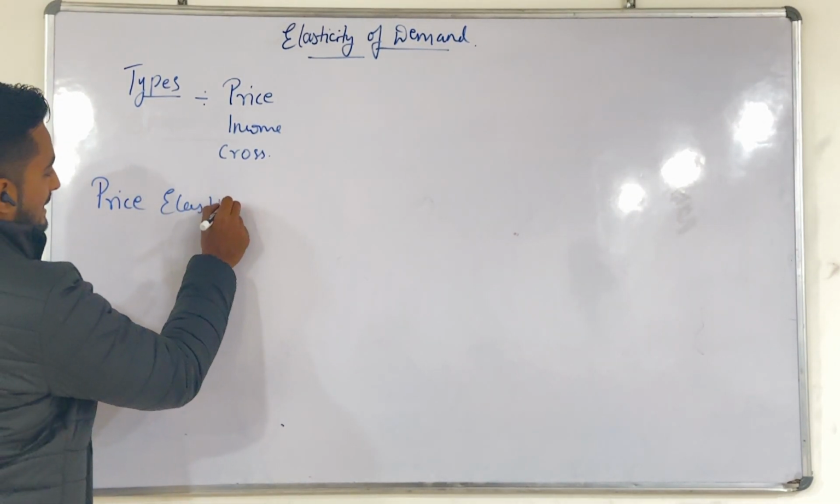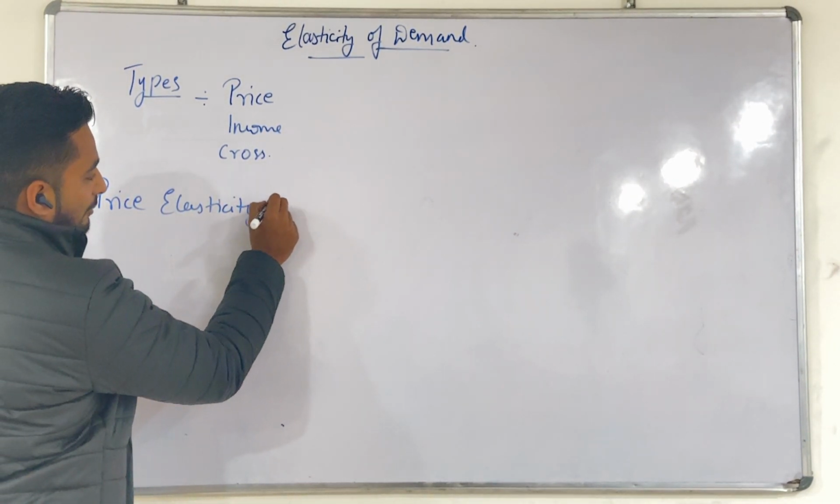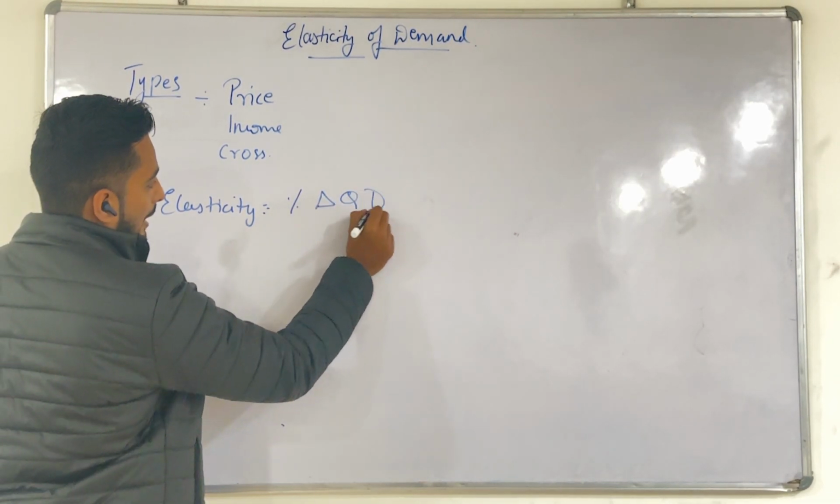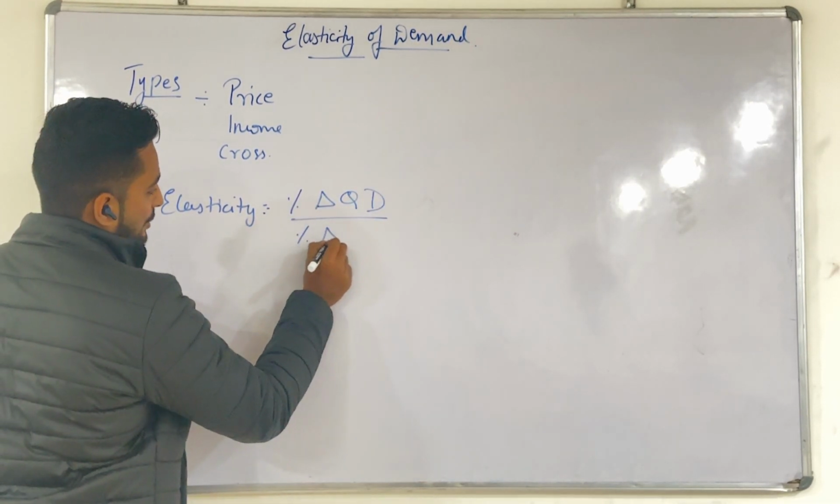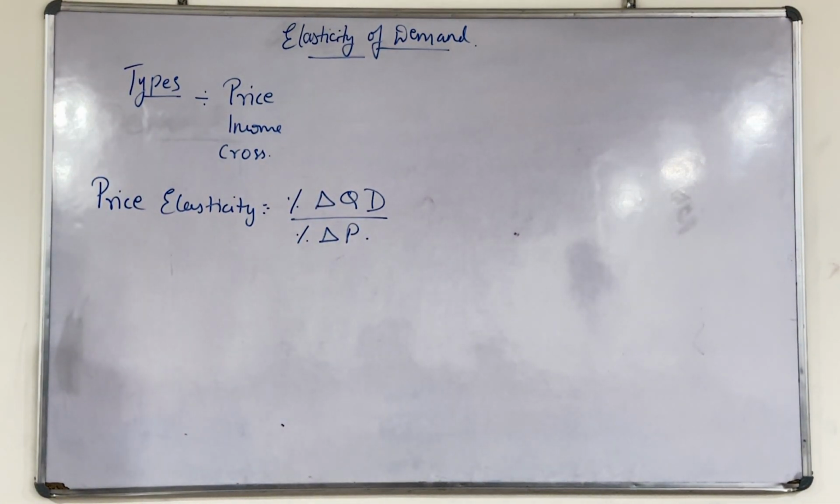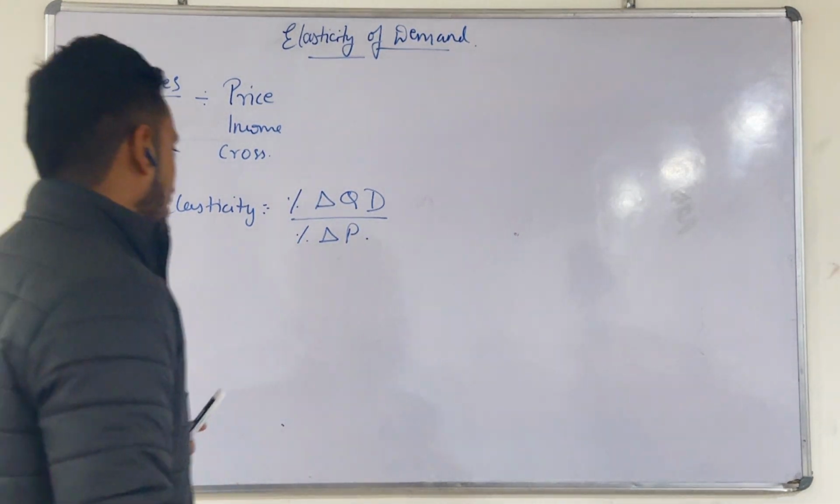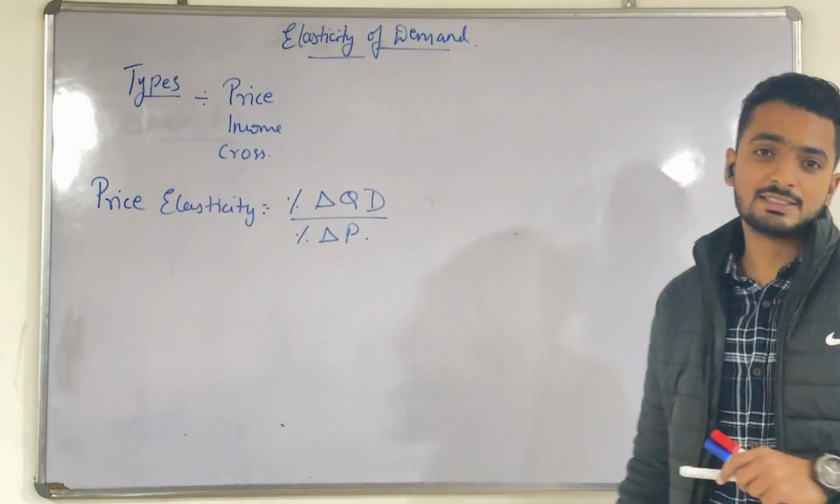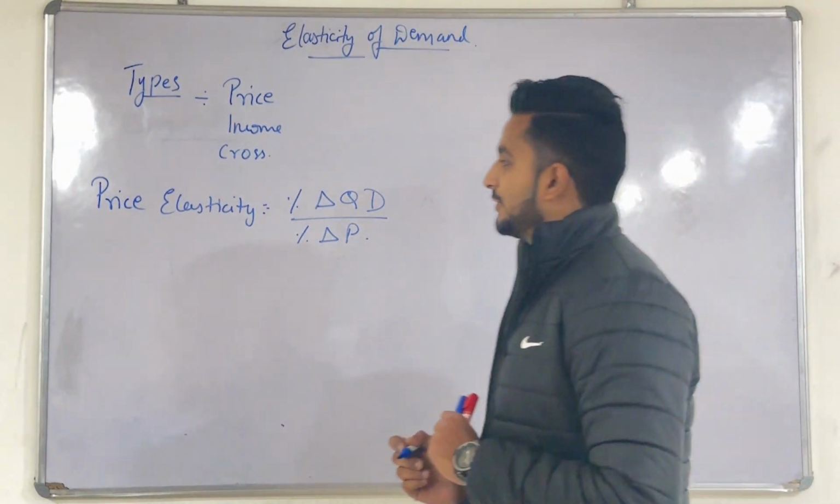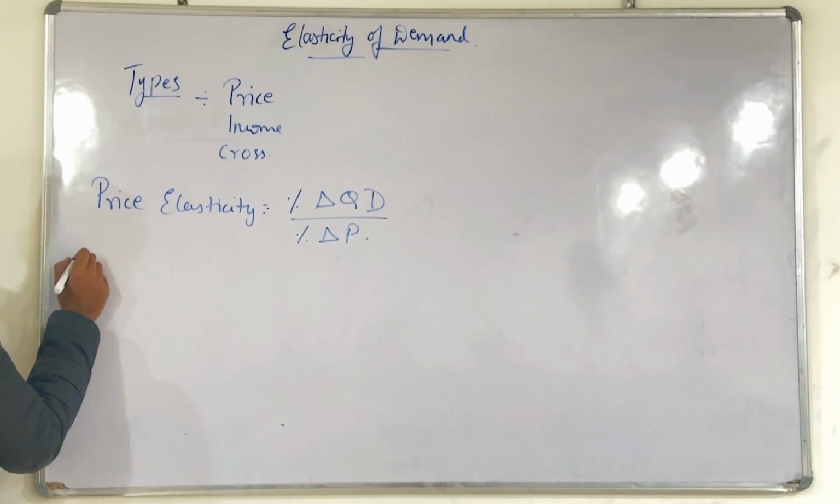Now, what is price elasticity of demand? Price elasticity of demand means percentage change in quantity demanded to a percentage change in price. Percentage change in demand to a percentage change in price is known as price elasticity of demand. Okay? Now, price elasticity of demand is of five types.